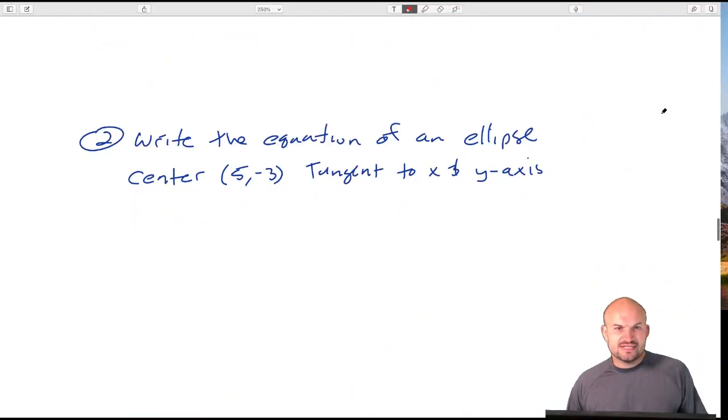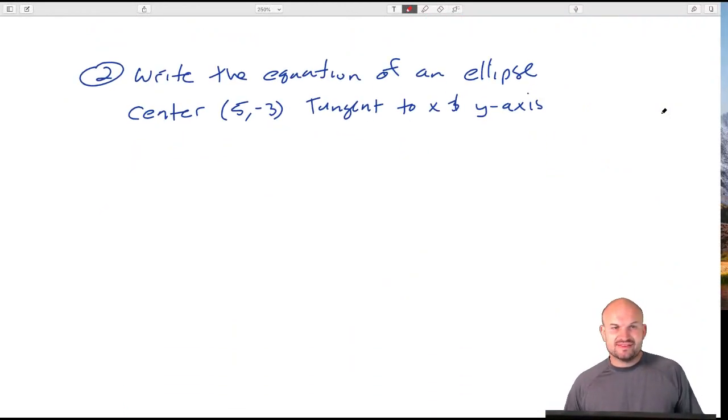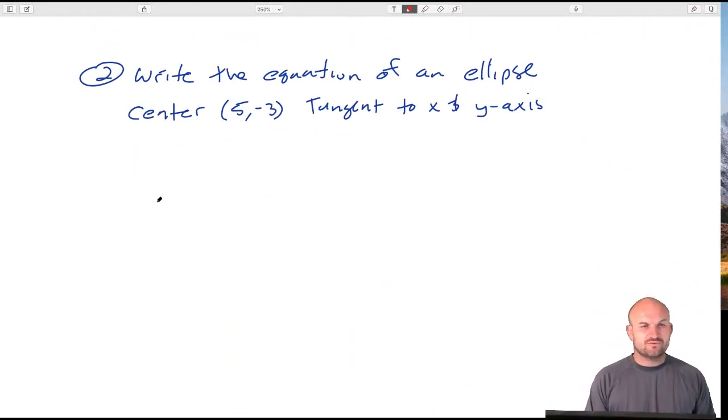All right, the next one says write the equation of an ellipse given the center. So whenever I'm writing the equation, I always tell the students to just draw it. So 1, 2, 3, 4, 5, and then 1, 2, 3. Okay, so that's the center.